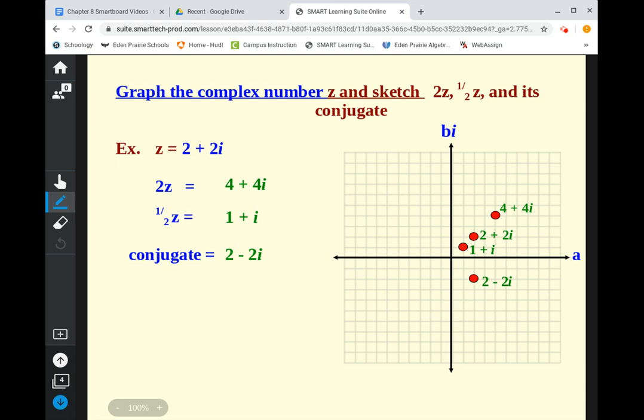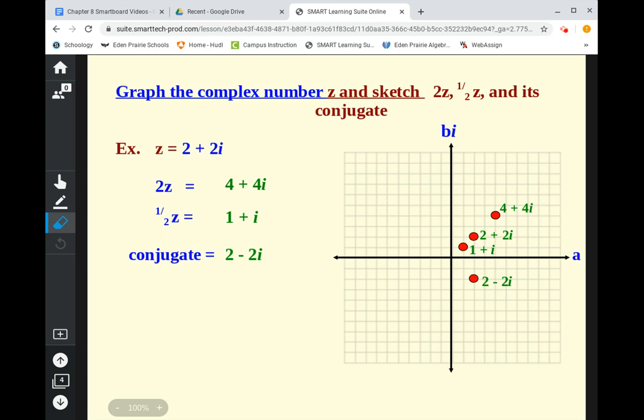Okay, graph the complex number z and then sketch 2z, 1/2 z, and its conjugate. So if we have z equals 2 plus 2i, we can see that 2 times z, and you can see they're already done here. 2 times z is just distribute the 2 to the 2 plus 2i, and you get 4 plus 4i. 1/2 z is multiply the 1/2 times the 2 plus 2i, and you get 1 plus i.